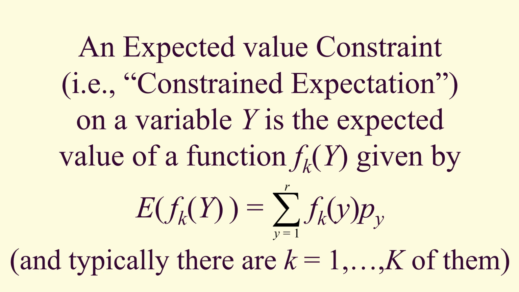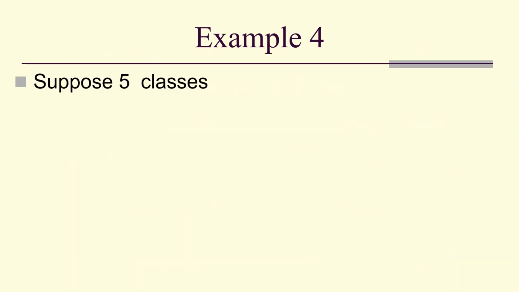Now, an expected value constraint or constrained expectation on a variable y is the expected value. We're given some kind of function, and then the expected value of that function of the variable, capital Y, is the usual definition of expectation. And typically there are many of these, capital K of them. So let's look at an example.